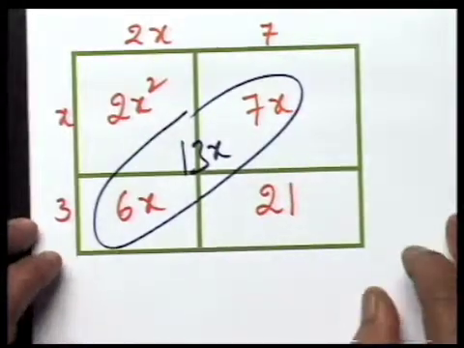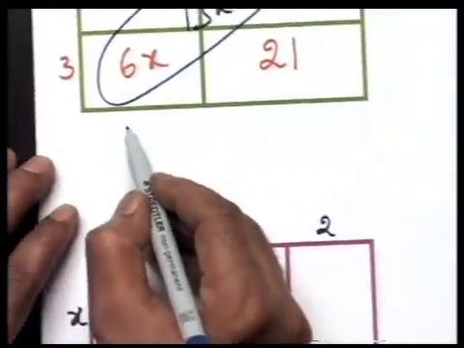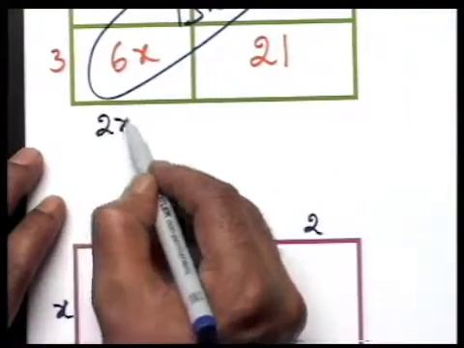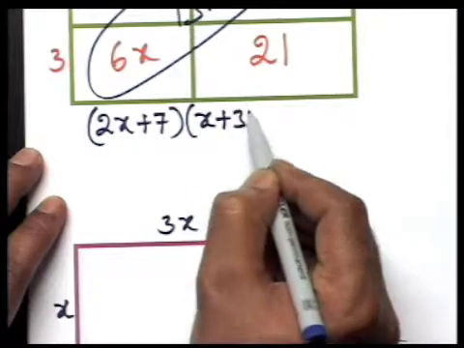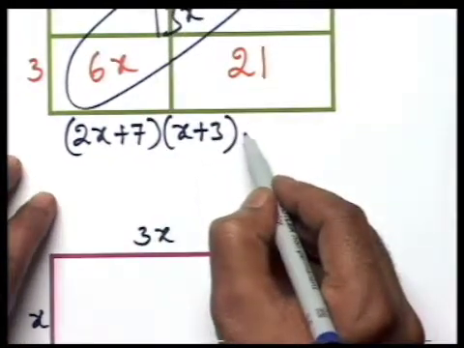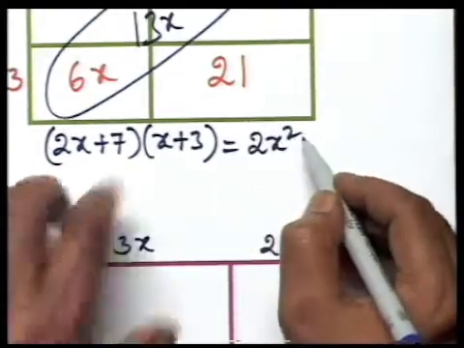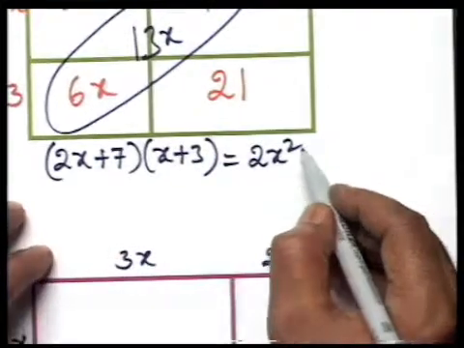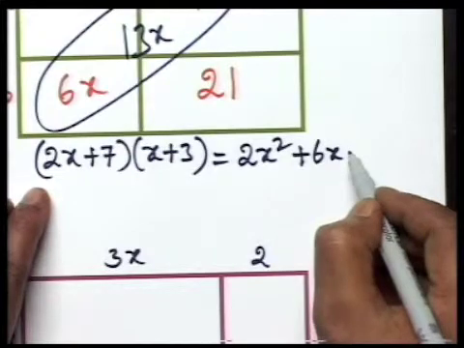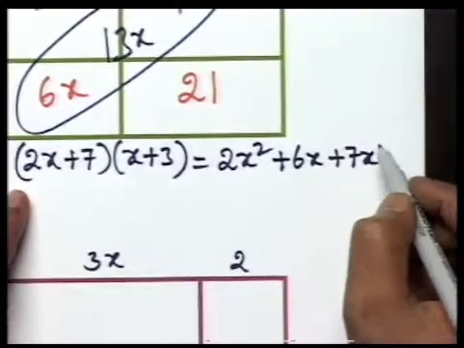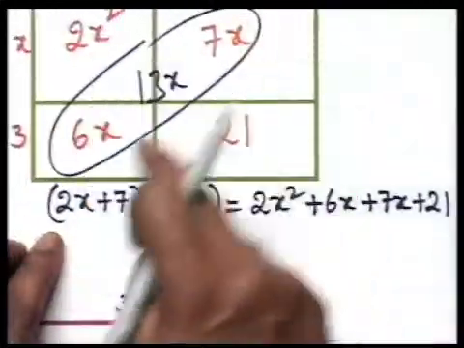Right. Now that should have been my question. So let's go and write what the question was. The question was 2x plus 7 multiplied by x plus 3, and the answer you got there is 2x square. Then we had 6x and 7x. Let me write that: 2x squared plus 6x plus 7x, and the last one was 21. Okay. Those are the 4 terms we got first.